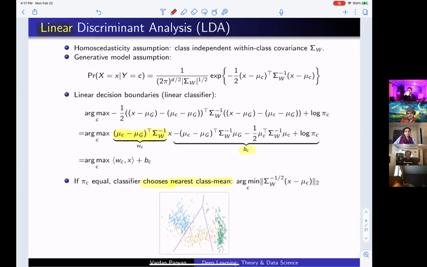And so I want to emphasize again that in this case, the classifier is this thing, sigma W inverse multiplied by the class mean minus the global mean. And then we discussed how in this specific case, if you pick a certain point in space and you have to predict the class based on this model, then the choice of the class actually reduces to picking the nearest class mean after you transform your data by sigma W minus half.